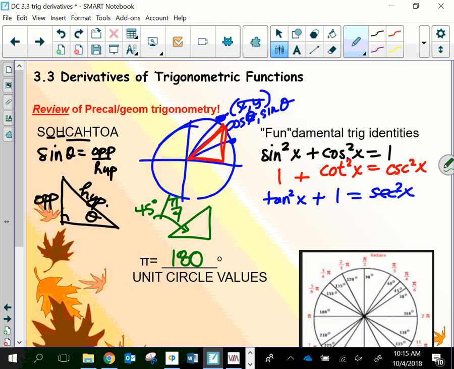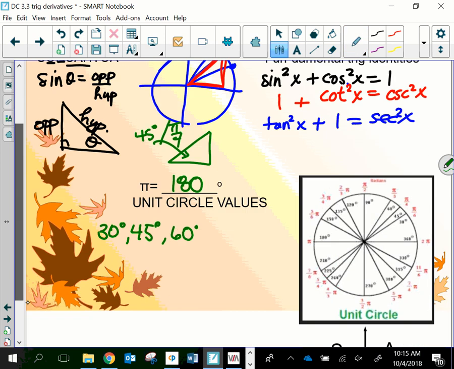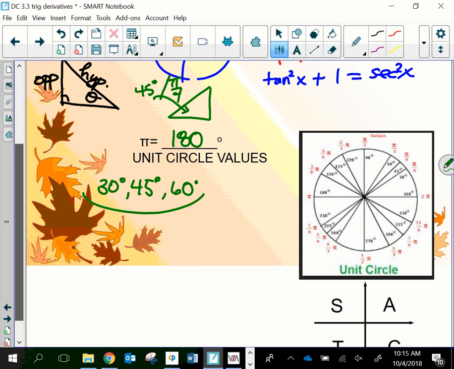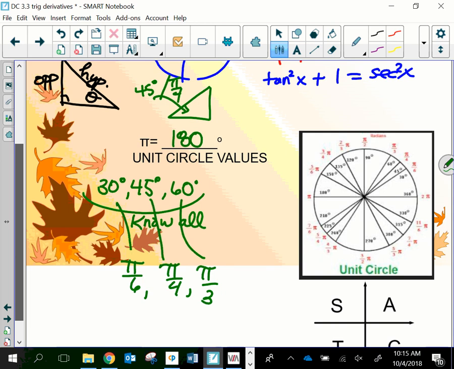You should know that we have multiples of 30, 45, and 60 that we will all know. We will know all these, or we can figure them out. And that's really pi over 6, pi over 4, and pi over 3. That's how they fit there.